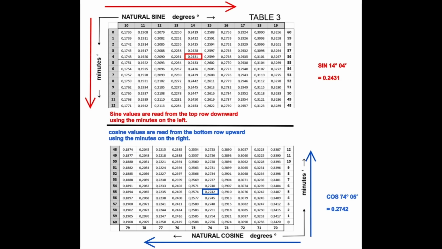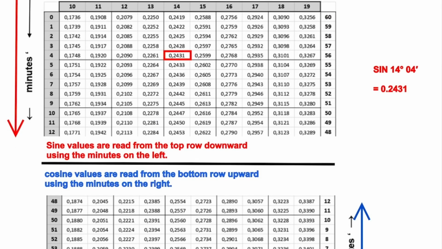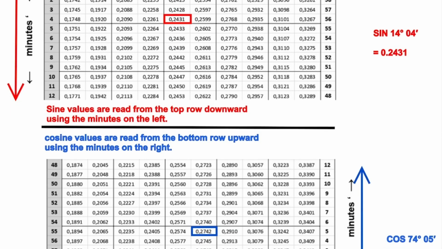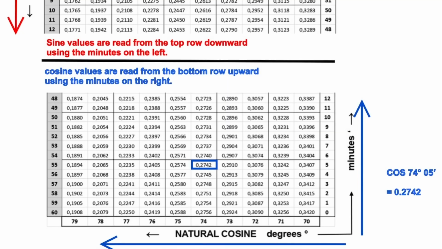The upper part of the table is used for sines. Read from top to bottom using the minutes on the left. The lower part is used for cosines. Read from bottom to top using the minutes on the right. This arrangement combines both functions in a single compact table.